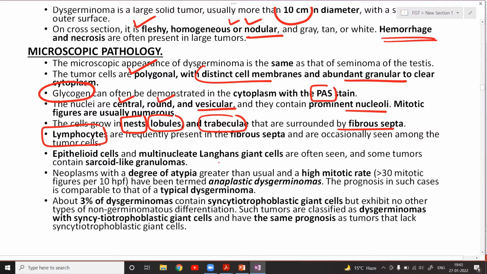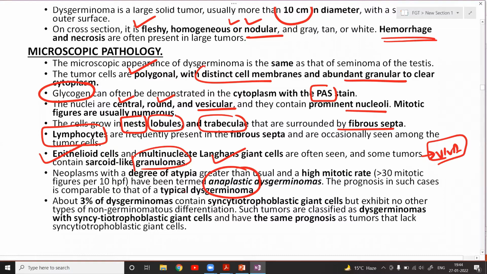Now, in addition to this, you might also see epithelioid cells and multinucleate Langhans giant cells. Along with that, you might also see some granulomas. So yes, granulomas are very commonly seen in case of dysgerminoma, and this is a very important viva exam question. Now, some dysgerminomas might show a greater degree of atypia as compared to their normal counterpart. Such kinds of dysgerminomas are also labeled as anaplastic dysgerminoma.